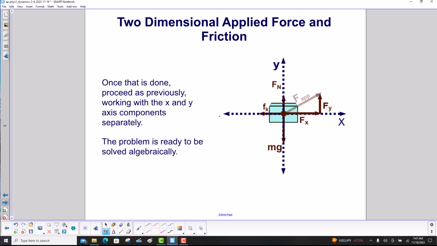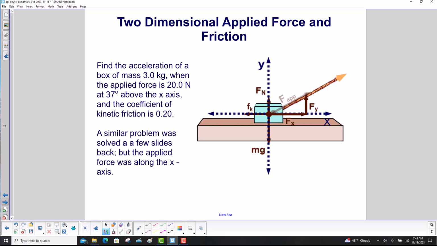Once that is done, and that's done over here, we've replaced F applied with F sub x and F sub y, because when you add them vectorially, you get F applied. We will work with the x and y axis components separately. The problem is ready to be solved algebraically now. And here's our problem. Find the acceleration of a box of mass 3 kilograms when the applied force is 20 newtons at 37 degrees above the x-axis, and the coefficient of kinetic friction is 0.20. A similar problem was solved a few slides back, but the applied force was along the x-axis.